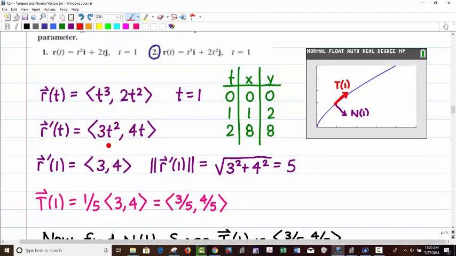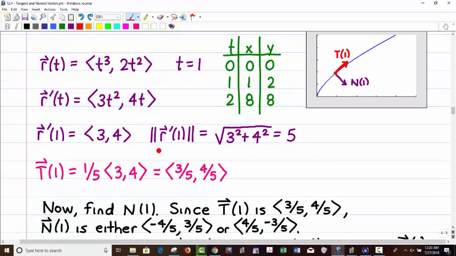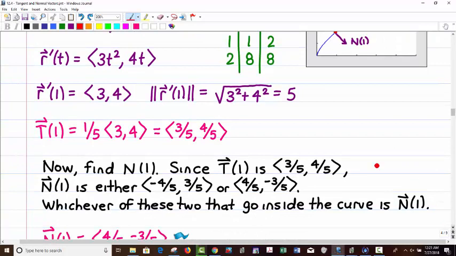So now r prime of t is going to be 3t squared, comma, 4t. When you plug 1 in there, it's going to be 3, comma, 4. Then the magnitude of that is the square root of 3 squared plus 4 squared, which equals 5. So your unit tangent vector T of 1 is going to be 1/5 times 3, comma, 4, so it's 3/5, comma, 4/5.